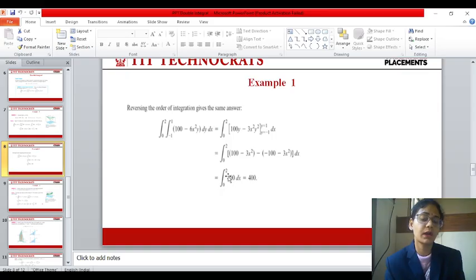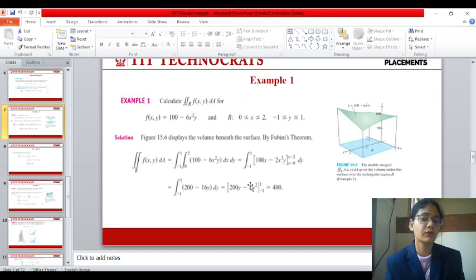After that 200 is a constant. Again integrate this with respect to x. You will get 200x. Put the upper limit 2, lower limit 0. 200 into 2 is 400. So you can see, irrespective of the order of integration, the value in both of the cases is 400. So Fubini's theorem, which is the first theorem of calculus, is satisfied.